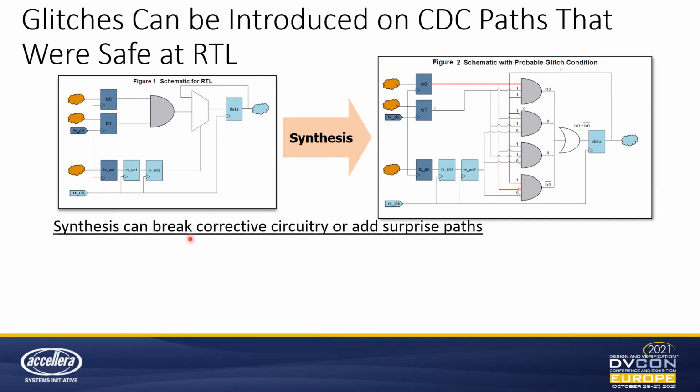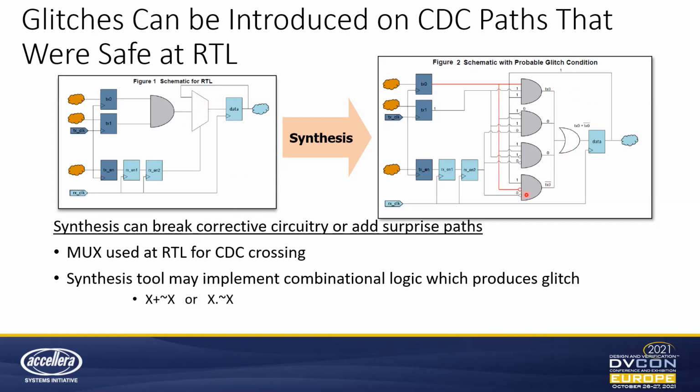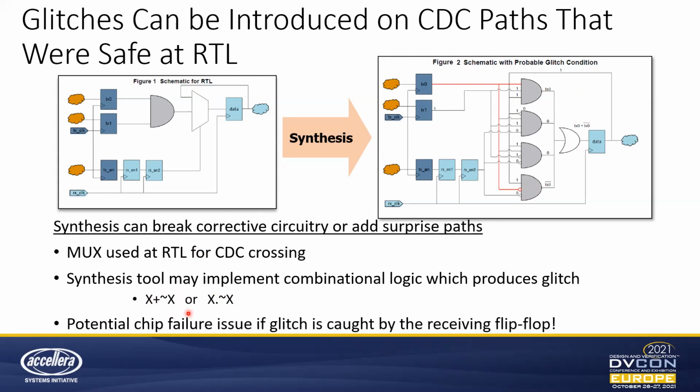So synthesis can break the corrective circuitry or may add surprise paths. The mux that was used in RTL for CDC crossing now introduces a glitch. The synthesis tool may implement combinational logic which introduces a glitch. So this is how we identify the glitch, and this glitch can be a potential reason for chip failures.